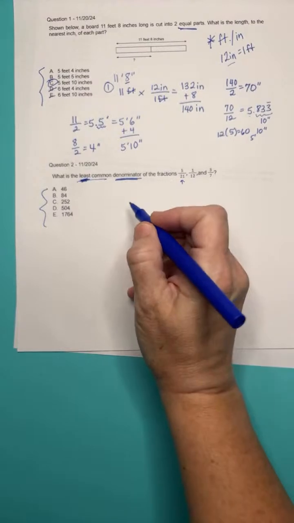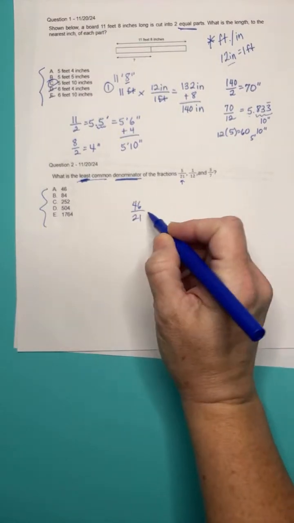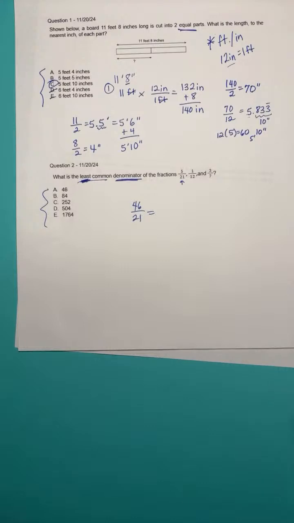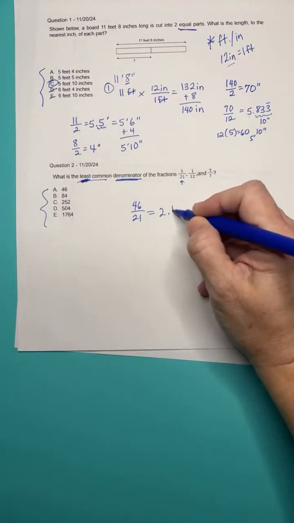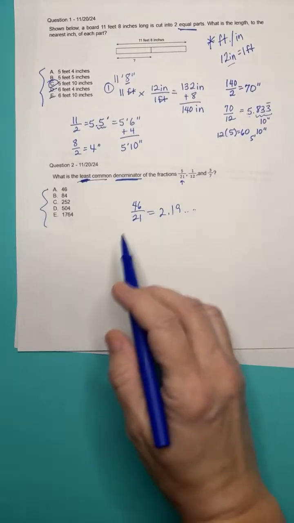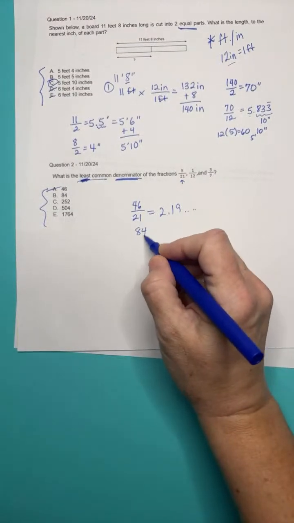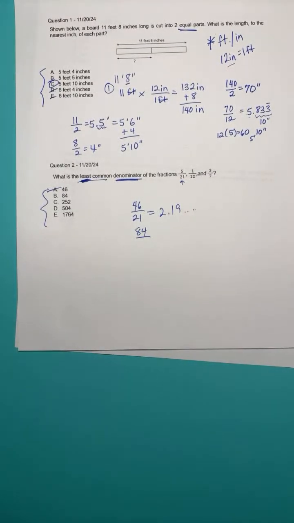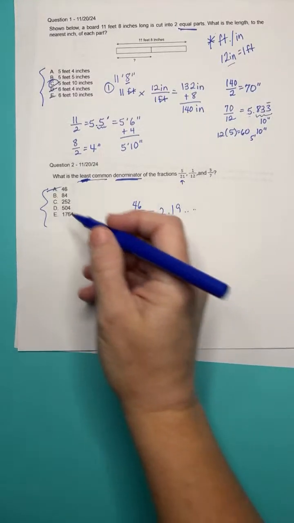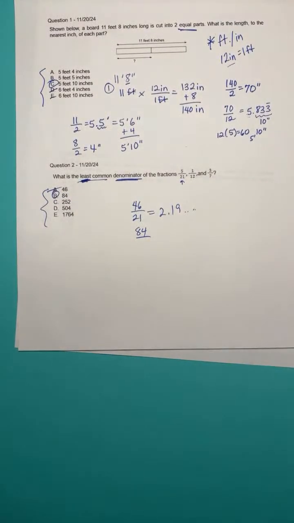Since I'm looking for the least, I'm going to start with 46 and ask, can I divide 21 into 46? If you use your calculator, 46 divided by 21 gives a decimal that goes on out, so that's not even. So we already know A is eliminated. What about 84? 84 divided by 21 is 4. 84 divided by 12 is 7. And 84 divided by 7 is 12. So our answer turns out to be B, 84.